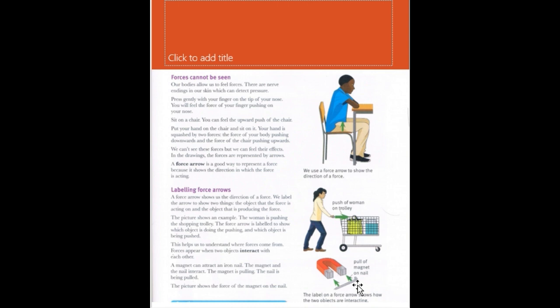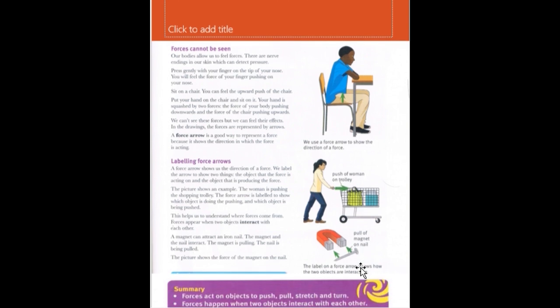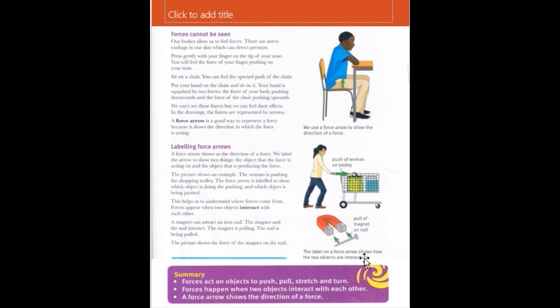Do you understand, students? Okay, let's move to another one. From this explanation, students, we can make a summary. 1. Forces act on an object to push, pull, stretch, and turn. We can say that force is a push or pull process. Forces happen when two objects interact with each other. A force arrow shows the direction of a force.